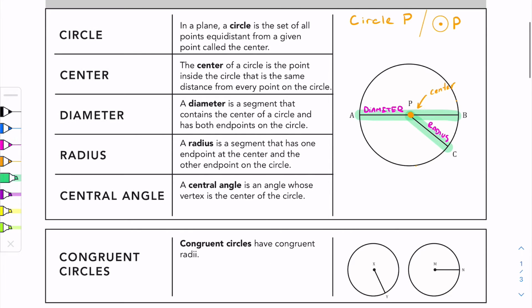A new vocab word is called a central angle, and a central angle is an angle whose vertex is the center of the circle. So if we're talking about a central angle, we're talking about this angle here. That's an example of a central angle because the vertex, this point, is the center of the circle.